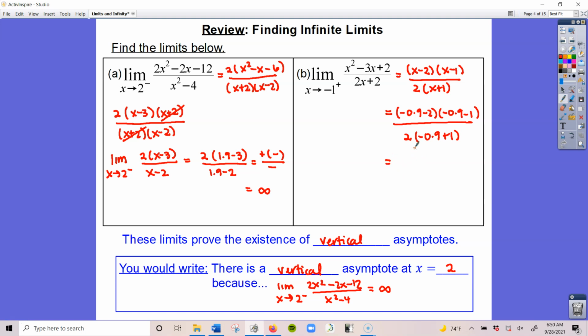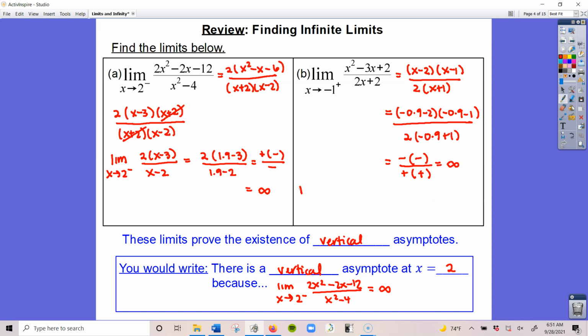So now we need to take note of the signs. Negative 0.9 minus 2 is negative. Negative 0.9 minus 1 is negative. The 2 is positive, and negative 0.9 plus 1 is positive. So we end up with a negative times a negative, which is a positive, over a positive, which is infinity.